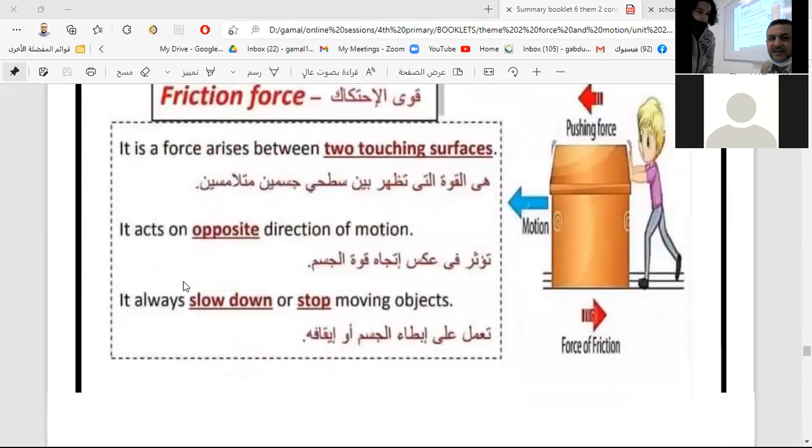Right. Now we need to talk about the friction force. It is a force always with the motion. The friction always happens with the motion. Any moving object makes a friction force. Okay? When you move the chair, Malik, bring the chair here again.